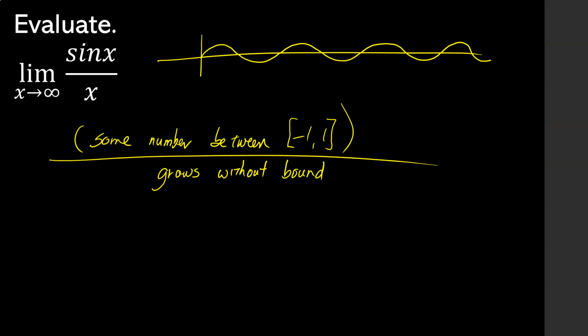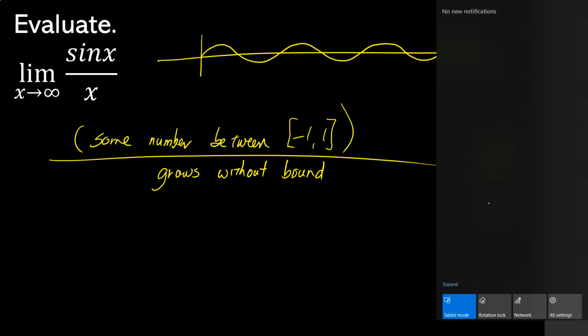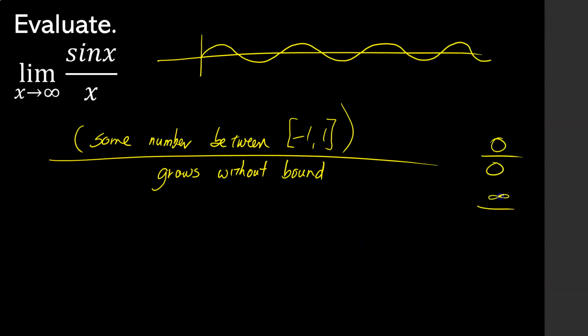Well, I don't know if L'Hopital's rule applies or not. Actually, it doesn't. We definitely don't have 0 over 0. We also definitely don't have infinity over infinity. The infinity in the denominator, yeah, sure, that works. But the numerator, some number between -1 and 1 is definitely not the infinity we need in the numerator here. Okay, but we still have to evaluate this limit. So maybe we think numerically.